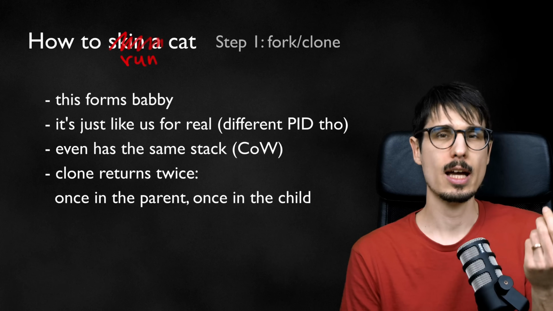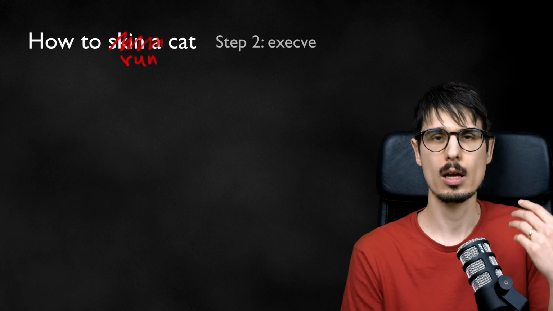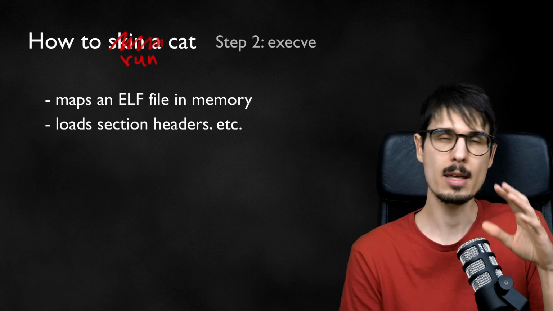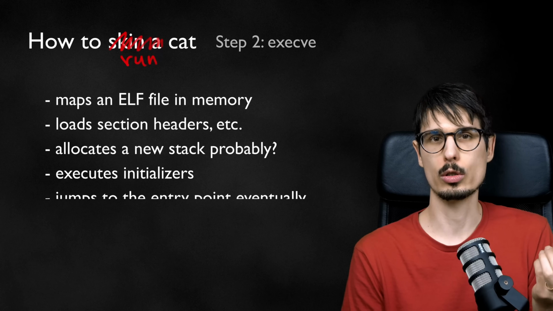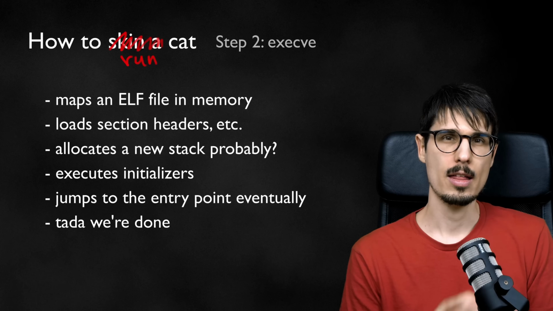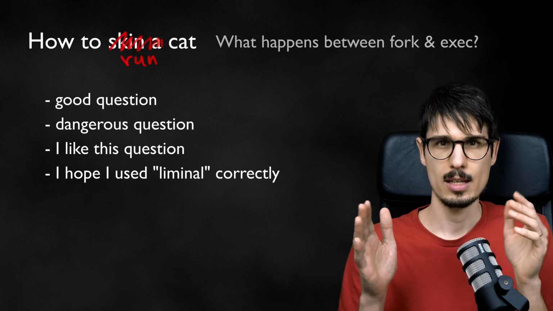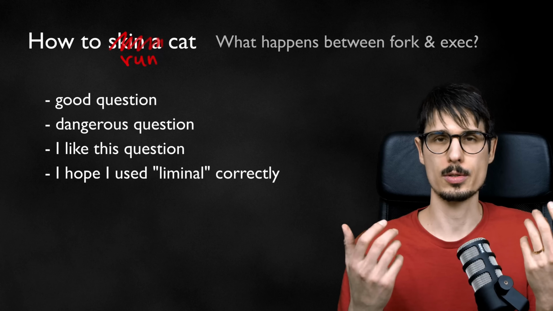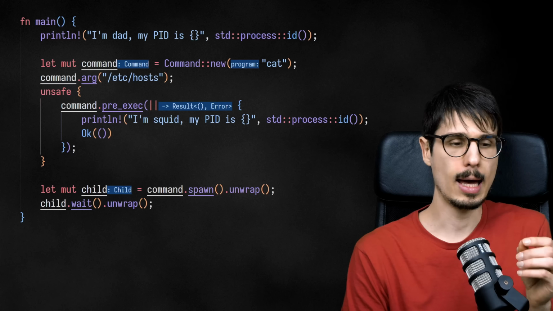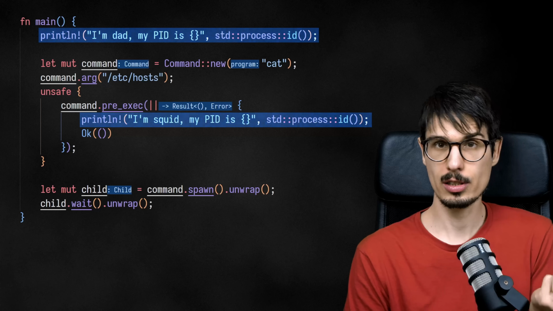To actually have the child run another program, it has to do step 2 of the dance, invoking the execve syscall. This replaces its code and data in memory with an executable loaded from disk. Here, it's /bin/cat. And that liminal space between fork and exec is where a lot of cool and cursed stuff happens. If we print the PID of the current process at the start of main and within pre_exec, we can see that they're different.